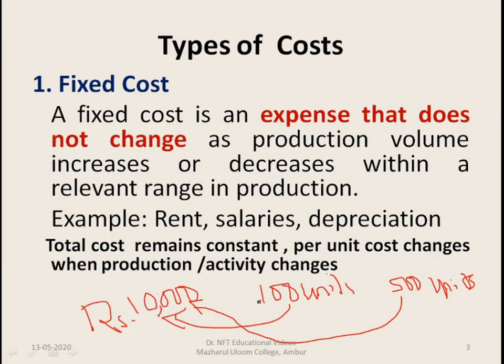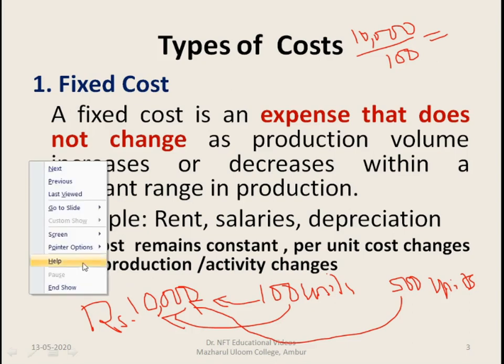But at the same time, you can see that the per unit cost changes here. So how will you calculate the per unit cost? 10,000 is the total rent amount. From this total rent of 10,000, if you divide by the number of units, you will get the per unit cost. So 10,000 divided by 100 will give you 100.